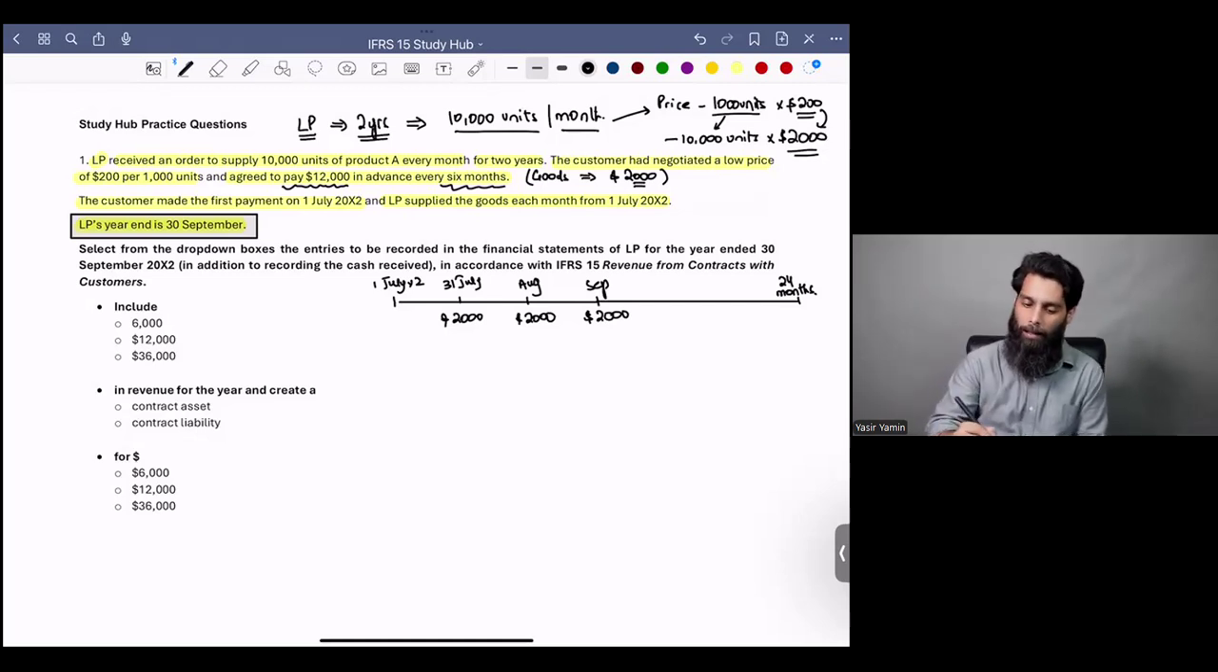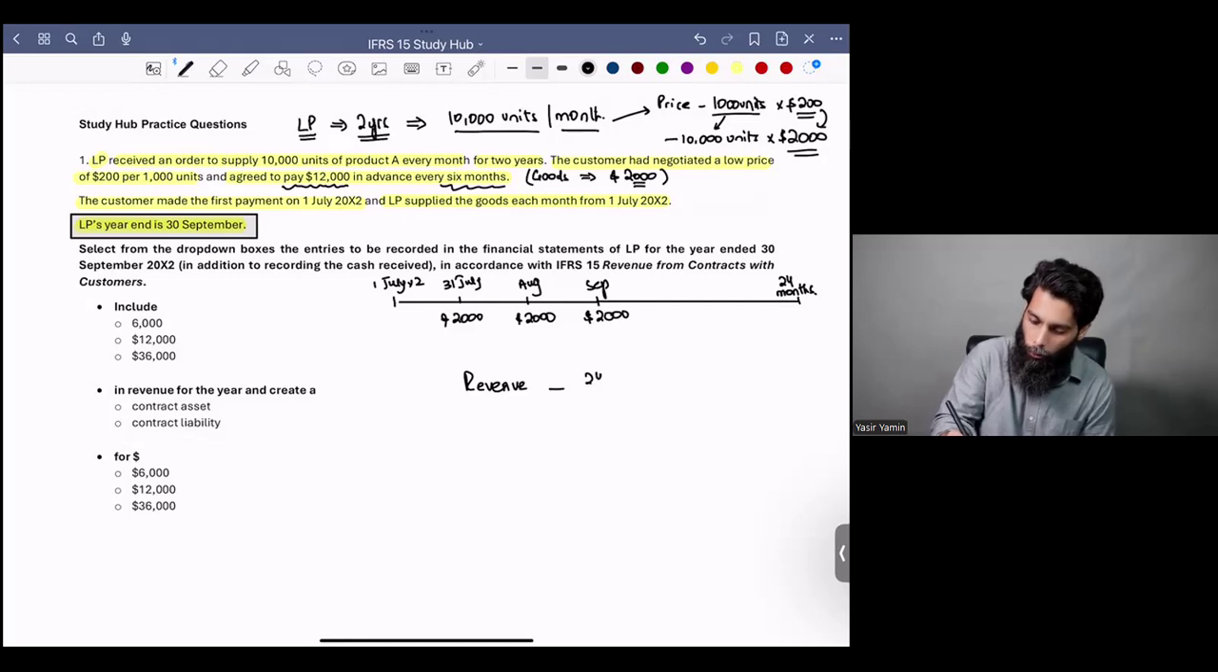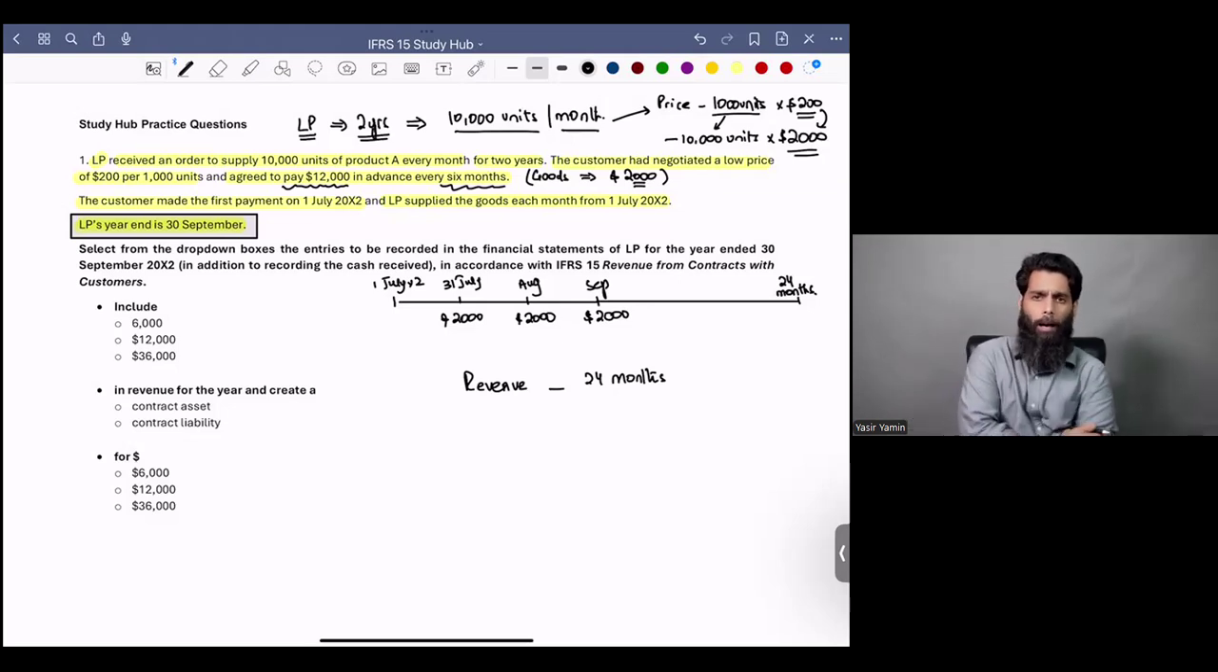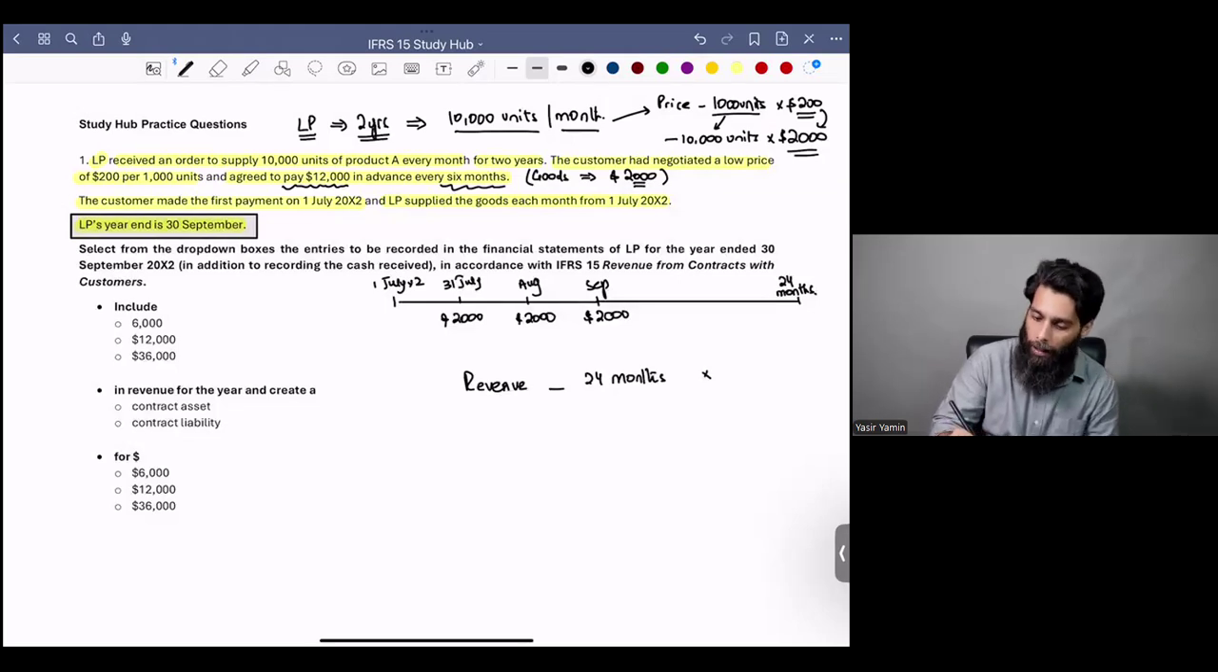Can we recognize revenue for 24 months? Give me a yes or a no. I want a feedback from everyone. You say no. Okay, can I recognize revenue for 6 months?